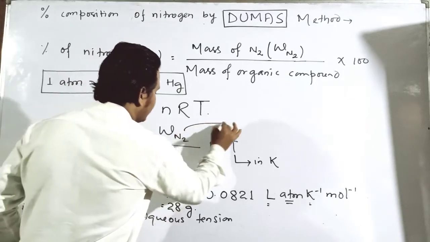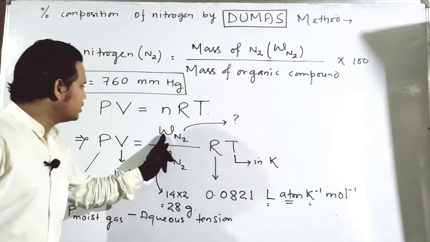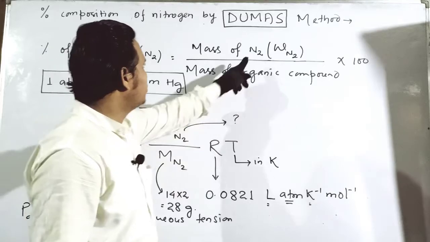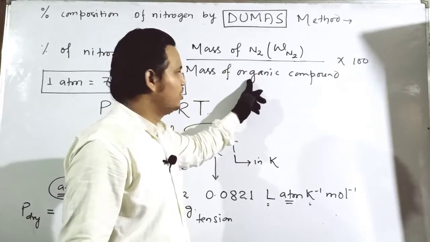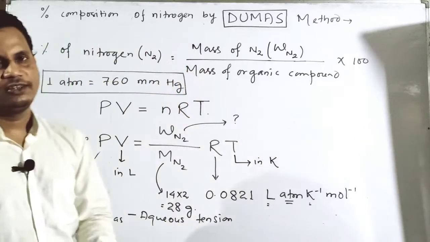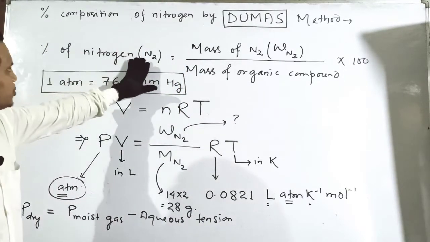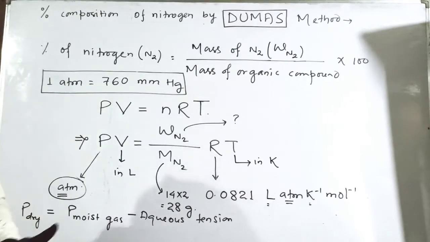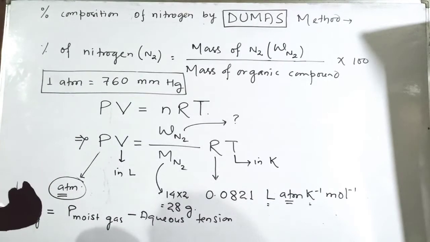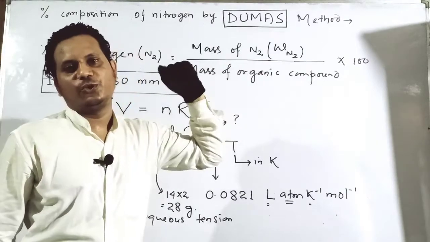This formula is used for finding the given mass of dinitrogen. Once we get the mass of dinitrogen, we divide by the mass of the organic compound, which will be given, and multiply by 100. So the percentage of nitrogen in the organic compound, the mass percentage, is the given mass of this by total mass into 100.